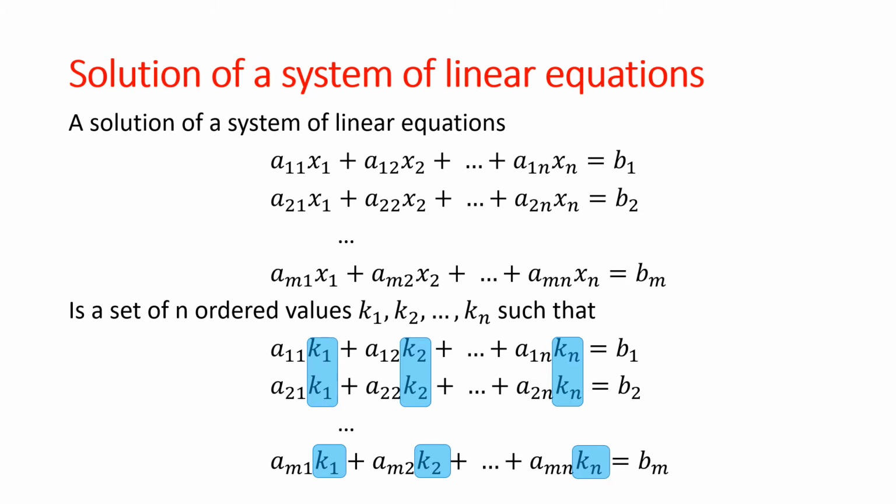The solution of a system of linear equations is given by a set of values ordered from k1 to kn in such a way that if we replace the values of k1 to kn by x1 to xn, each of the equations defined in our system is fulfilled.